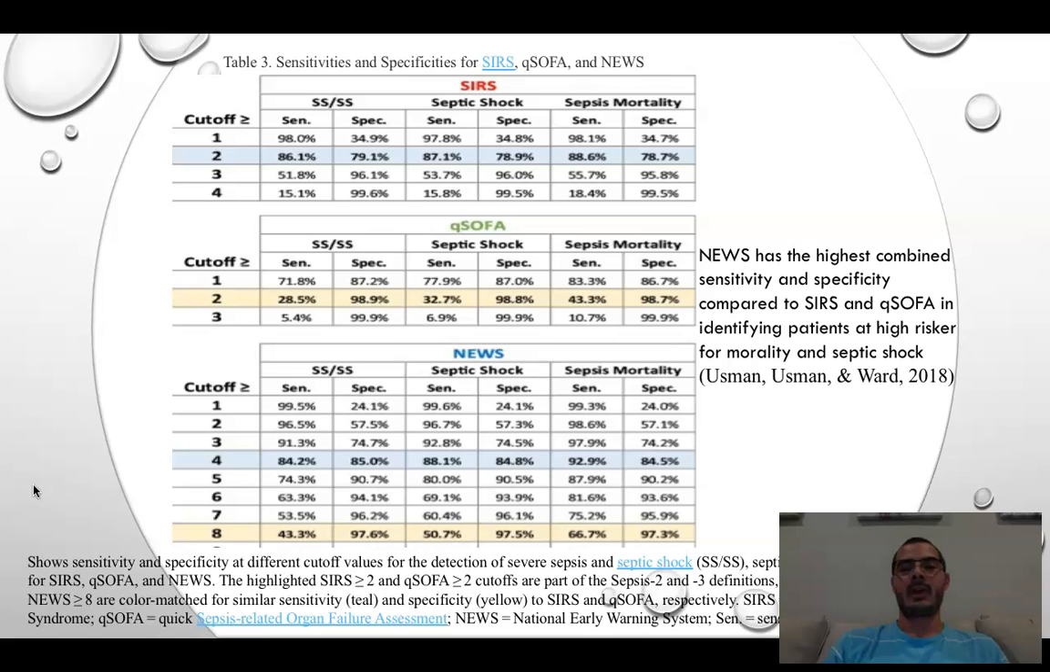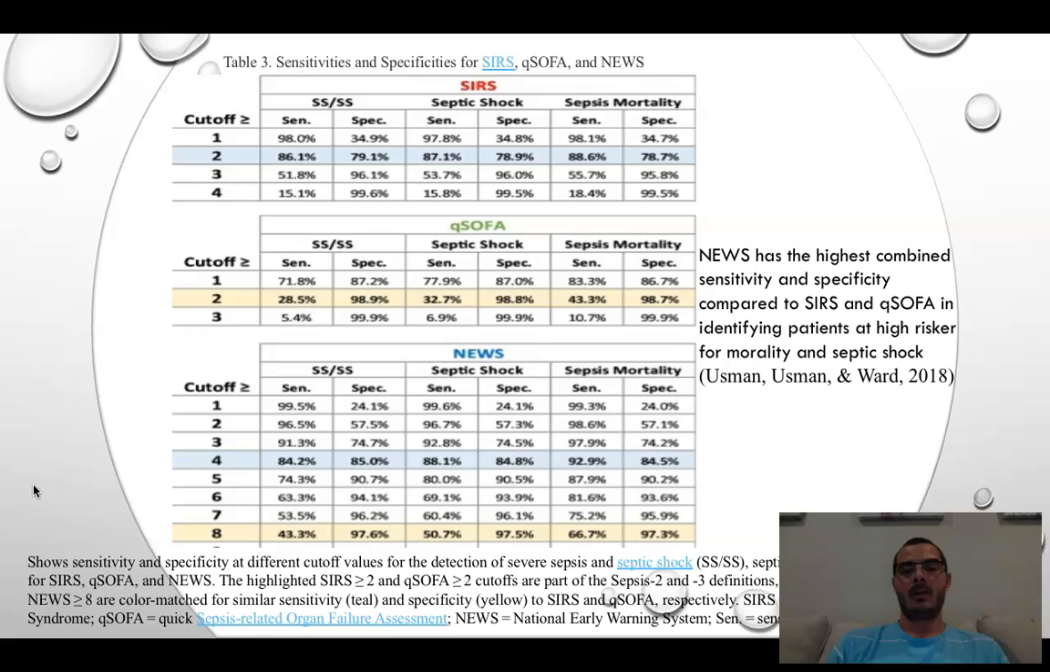This is another article that I used, and it illustrates the same thing. As you can see here, SIRS has a high sensitivity with some of the lower scores, and then a high specificity as the scores get higher, but there's really only a score of 2 where it has that match. With qSOFA, you get the inverse of SIRS, where it has a high sensitivity or high specificity, but there's really no match. It's just flipped compared to the score.